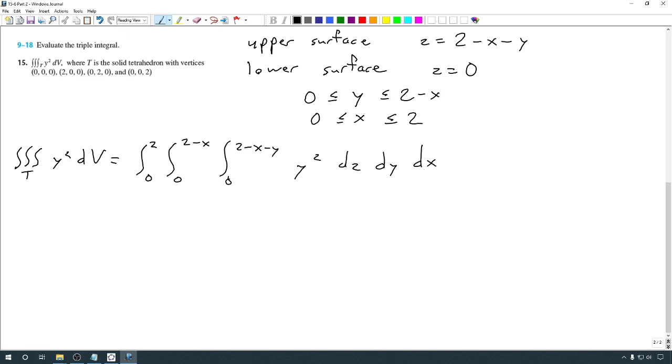And at this point, the setup is already done. So the setup is usually the trickiest part of this. Now it's just a matter of doing the integration, as long as you don't end up with an integral that's really tricky to do. And this one we're only dealing with polynomials here.